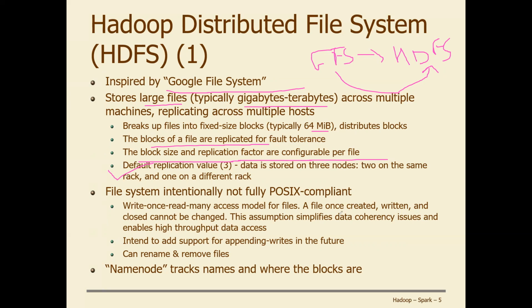The file system is intentionally not fully POSIX compliant, because of the write once, read many access model for files. The more SQL runs, the less writing there is. It's also the same in Oracle database. You just write once and read many times. And the file which is once created or written cannot be changed. So in this way, the data becomes coherent and the throughput is ensured. If the writing is very large, then it is very difficult to manage.